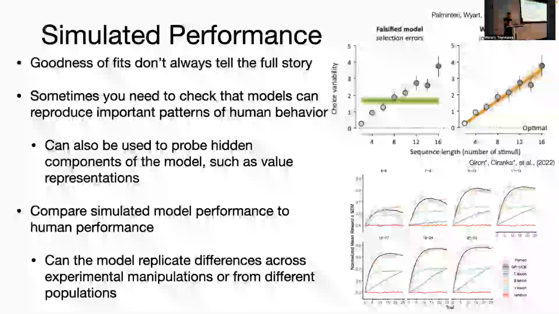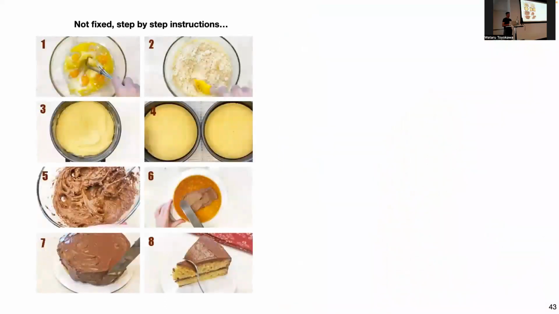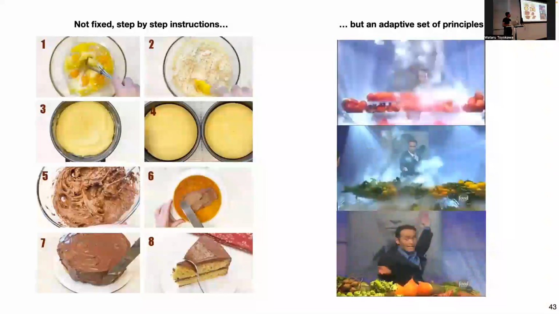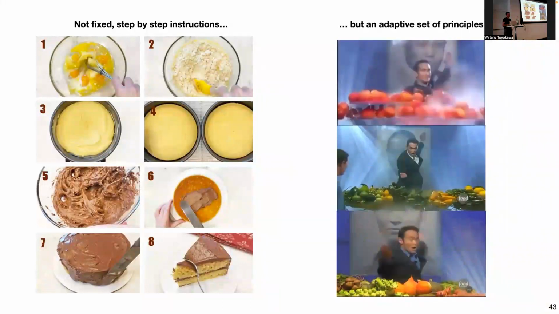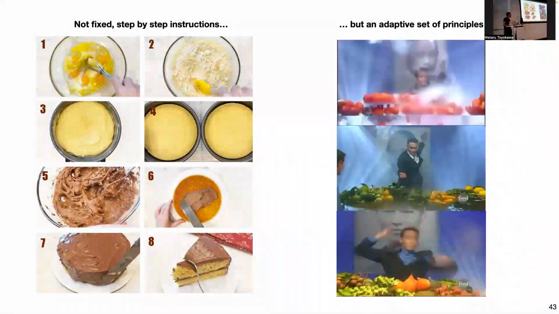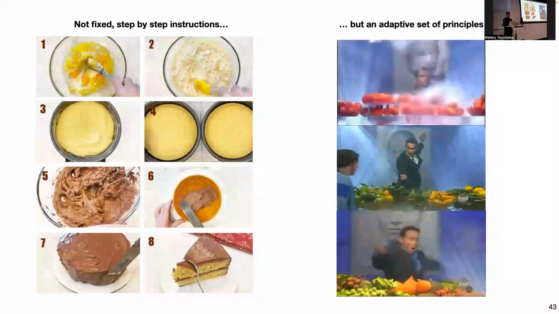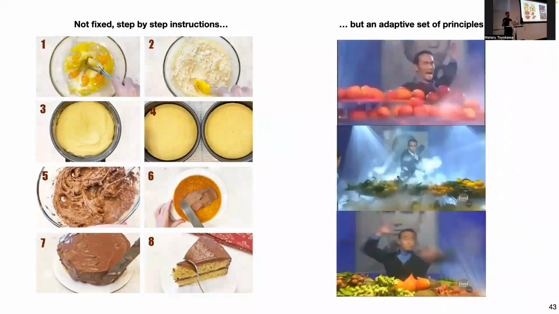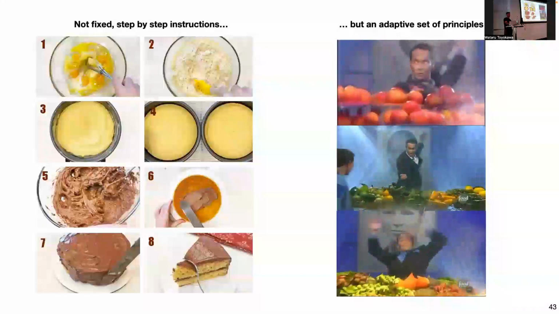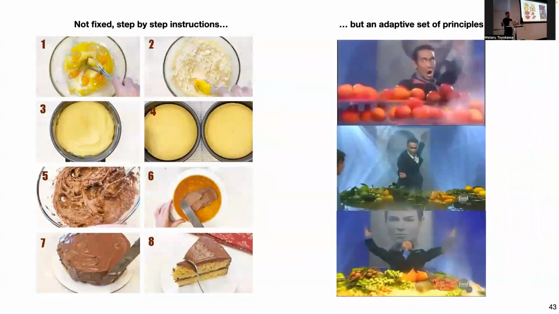So I just want to conclude with what I call a general recipe for cognitive modeling. This is not a fixed set of step-by-step instructions, but rather an adaptive set of principles. And maybe some of you know this show Iron Chef. It's one of my guilty pleasures, but in Iron Chef, you're always presented with different secret ingredients, and it's testing how well you can adapt your skills as a chef to these different challenges, right? And this is exactly what I want you to take away from Cosmos.